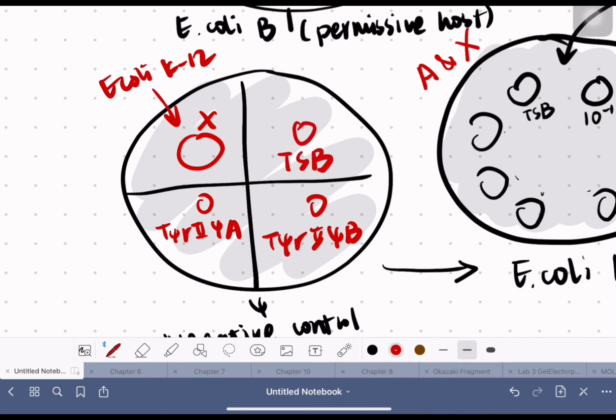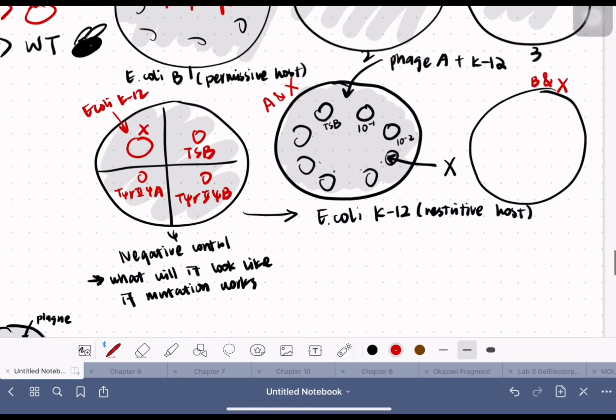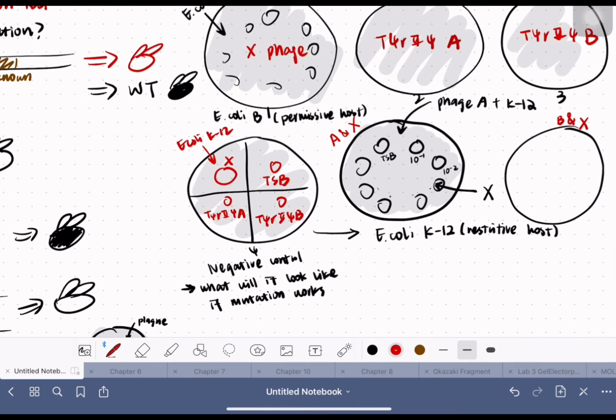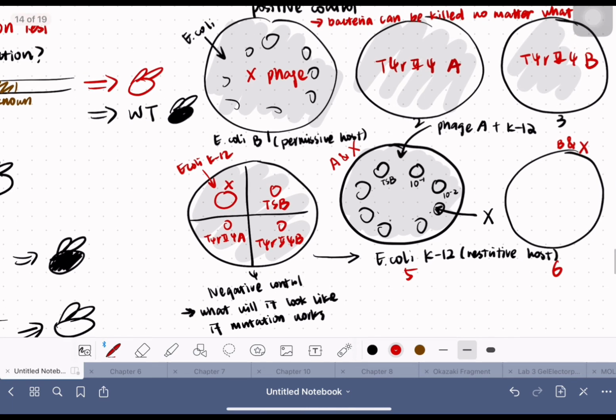If all mutations work, then none of the bacteria will die. So there will be no plaque. And that's all the plates you'll be preparing. Remember that only plates 5 and 6 are the actual complementation tests. The other 4 are all controls, so you should be able to predict the exact outcome if everything goes well.